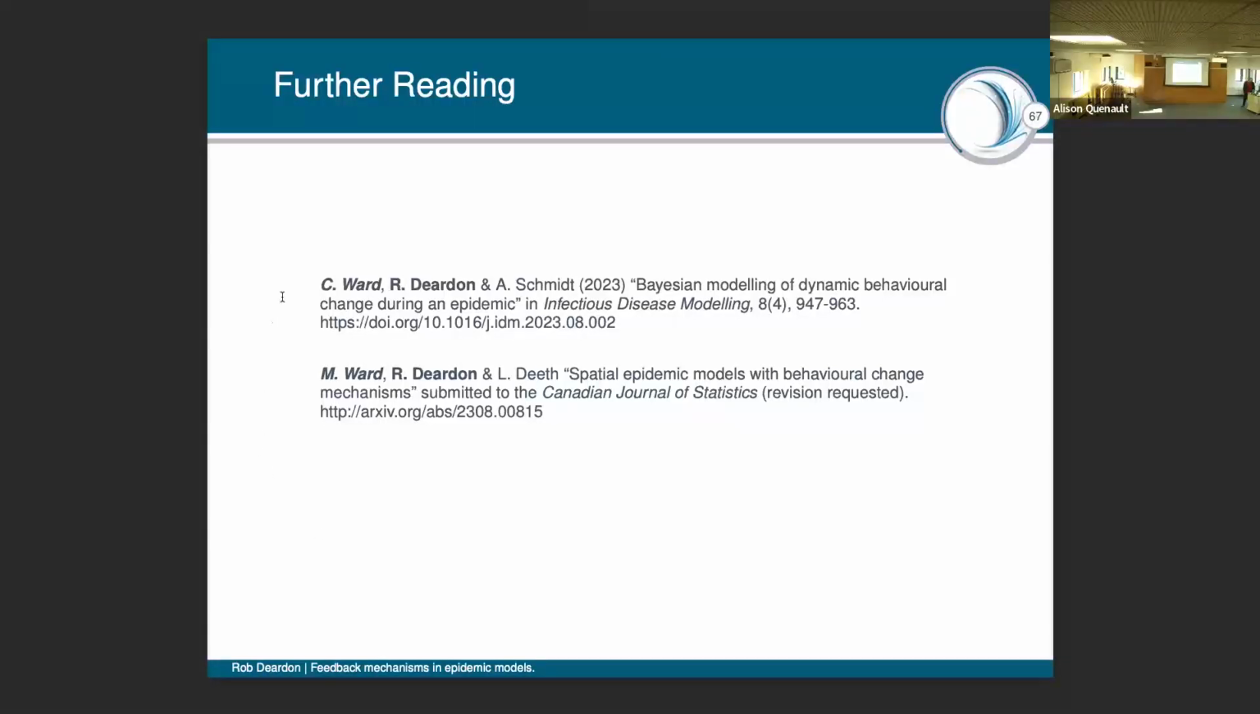Okay. So there are a couple of papers that are published or close to being published. The first one, Caitlin's work, which was really focusing on the spline and Gaussian process approach, is in Infectious Disease Modelling. Madeline did the work incorporating this into spatial models, and I'm hoping that will be accepted at the Canadian Journal of Statistics soon. But they're both up on arXiv. And like I say, all the nimble code for fitting the SIR versions of this model is available with that paper. Okay, so thanks very much. I'm happy to take any questions.